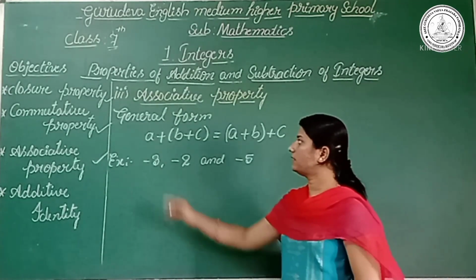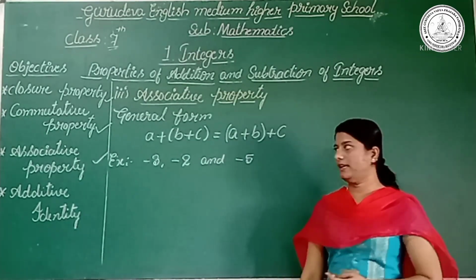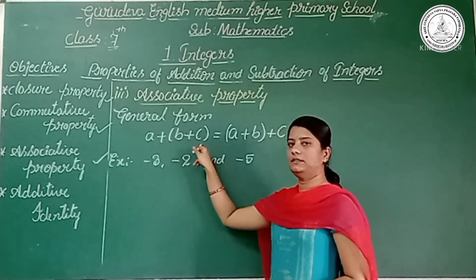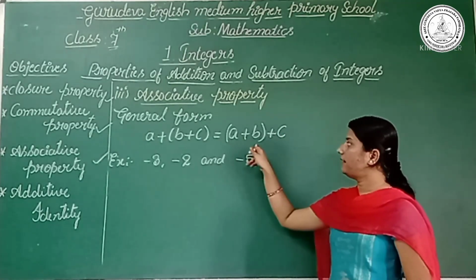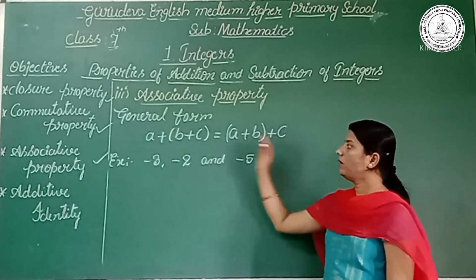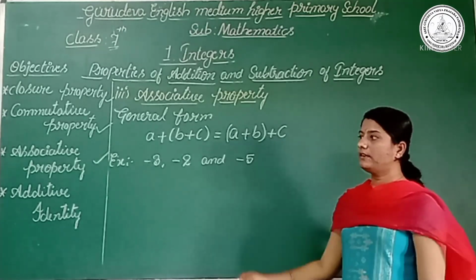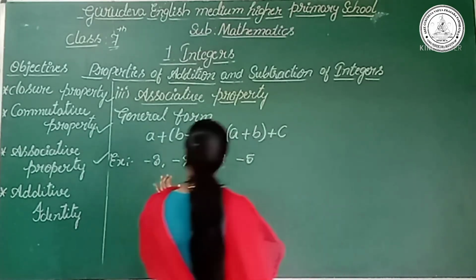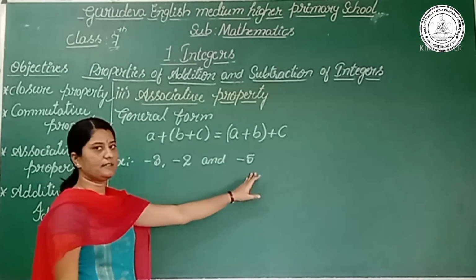Here the general form of this associative property is A plus of B plus C. Here I made the group B and C, which is equals to A plus B plus C. In the right hand side I made the group A and B. So I will get the same sum. Let's do an example to see whether it satisfies the associative property or not. Minus 3 is taken as A, minus 2 is taken as B, and minus 5 as C.